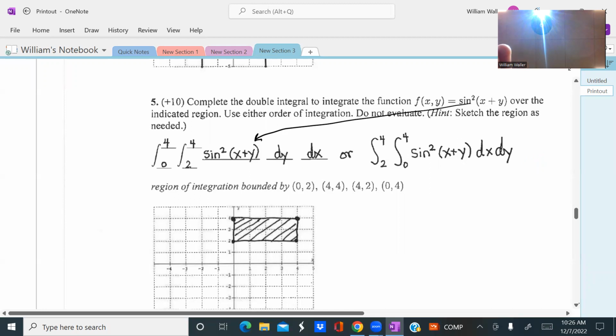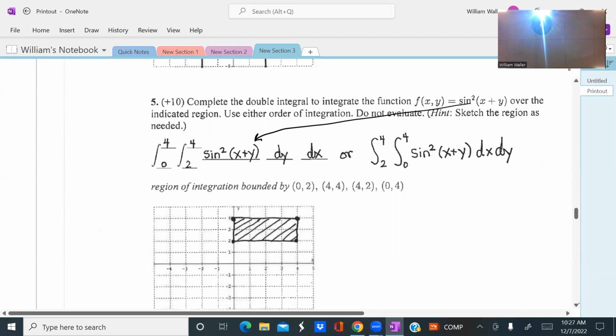What about now? Since we started with dy, then this has to be dx. What are the limits on x? So how does x vary in this region? From what to what? It starts, where does x start at here?